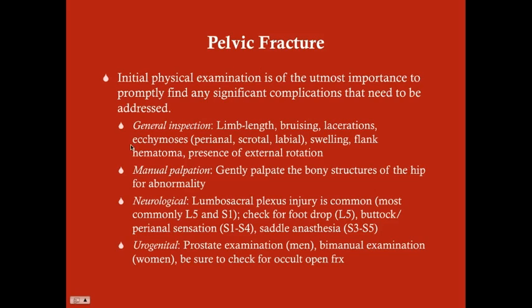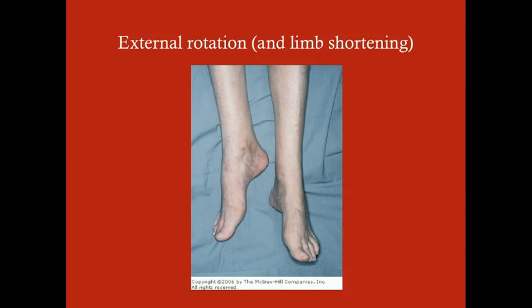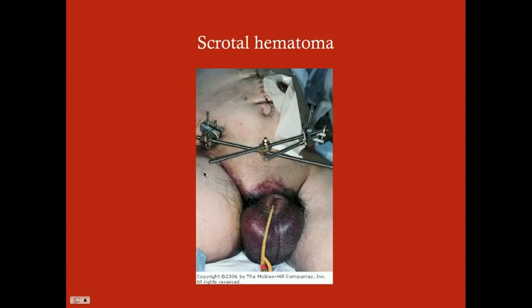So this physical examination is just the basic physical examination for a patient that you suspect or know has a pelvic fracture, just because this is going to address most of your complications. So here's external rotation and limb shortening. And then here is a scrotal hematoma. This patient also has some fixators, external fixators. We tend to shy away from those now.